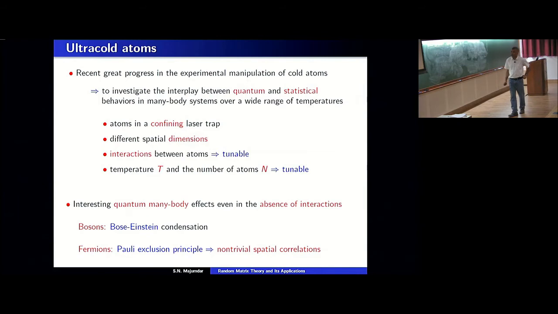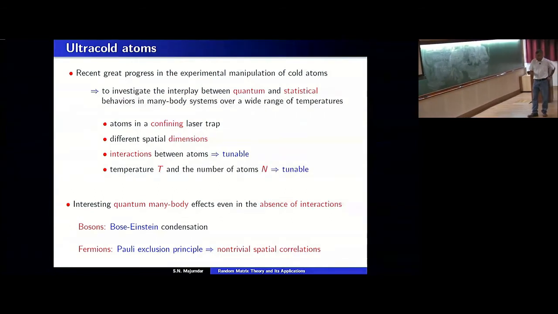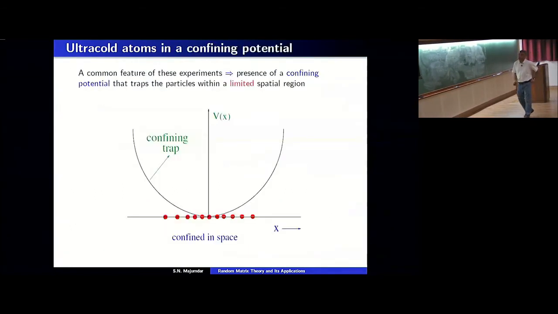So this has been probed experimentally. Bose-Einstein condensation, of course, was known for a very, very long time, but experimentally it was observed only in the early 2000s. And similarly for fermions, there are a lot of things you can do. The typical common feature of these experiments is that you have a confining trap, and you have some atoms, and you have some Hamiltonian.